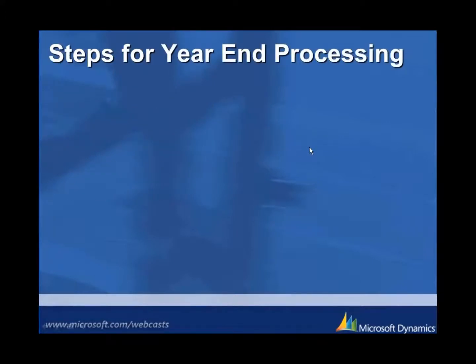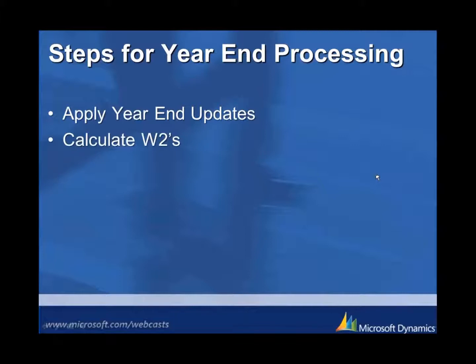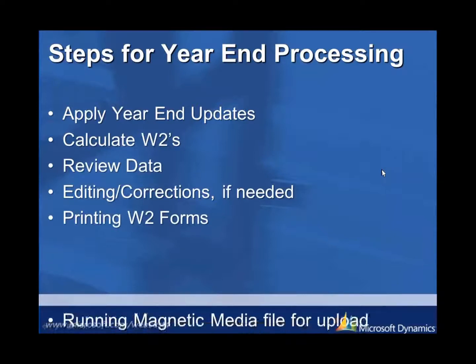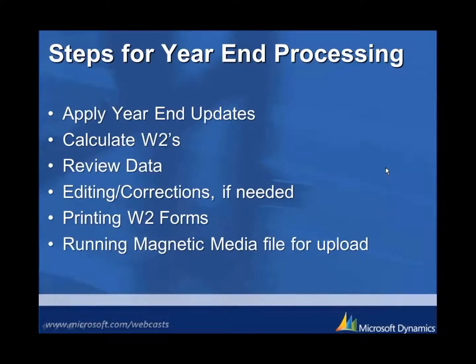Now, our steps for year-end processing, starting with the payroll module: the very first thing is, obviously, to apply the year-end updates. We need to calculate the W-2s, review the data to make sure that it looks okay, and do any editing or corrections if needed. We're going to talk about that in a little more detail. And then, of course, printing the W-2 forms. We also need to talk about running magnetic media for the upload to the Social Security Administration, if you're doing magnetic media. We're going to cover that as well today.